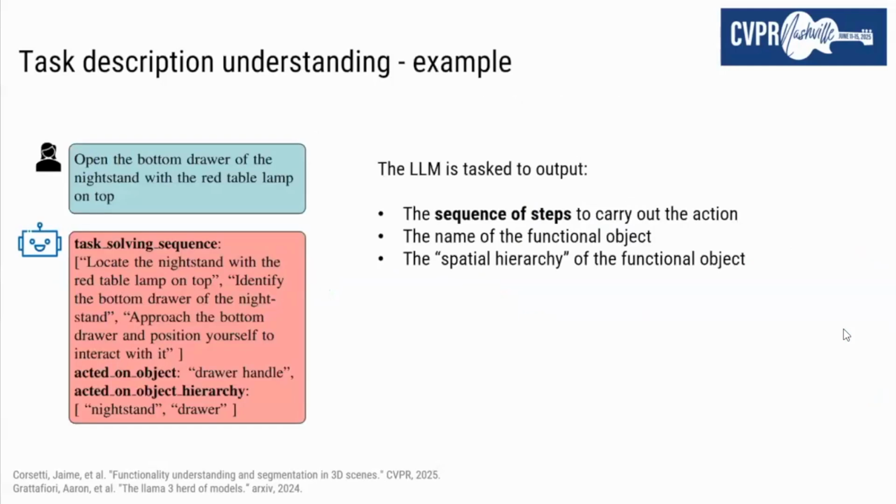So here we have another example of what we ask the LLM. We ask it to decompose the prompt in order to get first the task solving sequence, which is a sequence of steps to carry out in order to solve this action, and then the name of the functional object itself, and finally a kind of hierarchy of the objects that are related to the functional object. So for example, in this case, we have: open the bottom drawer of the nightstand with the red table on top. The hierarchy would be nightstand and drawer. And in fact, we get the functional object, which is the drawer handle, and from the list of the hierarchy, we get the first name, which in this case is the nightstand.